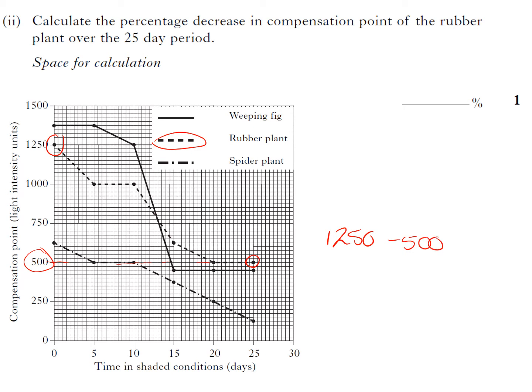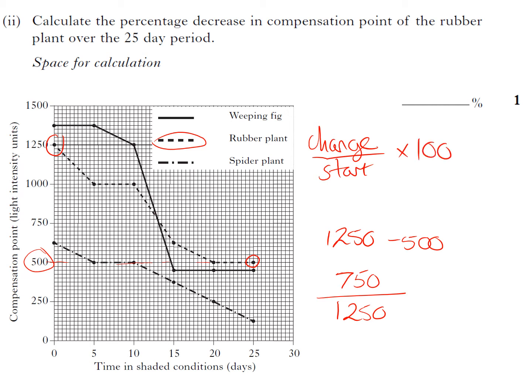So we have, I'm just going to grab my calculator, although it's not too bad a sum. So we've got 750 is the change, divided by our start. I'm just going to put that up there, because change divided by start times by 100, that is always what we're looking for with percentages, or percentage change rather. So 750 divided by 1250 and times by 100 gives you 60%.